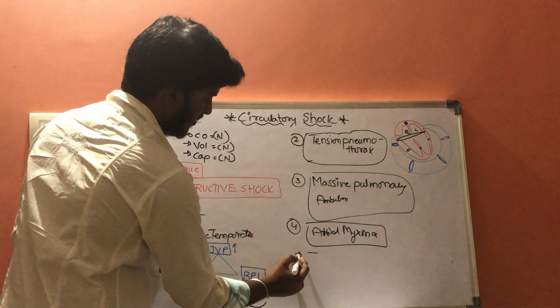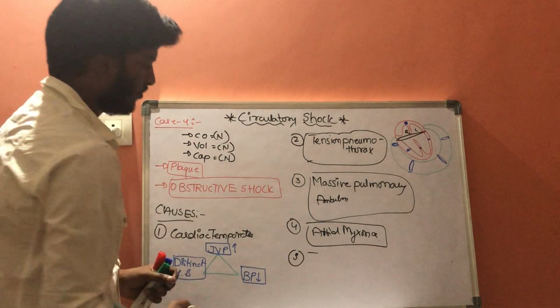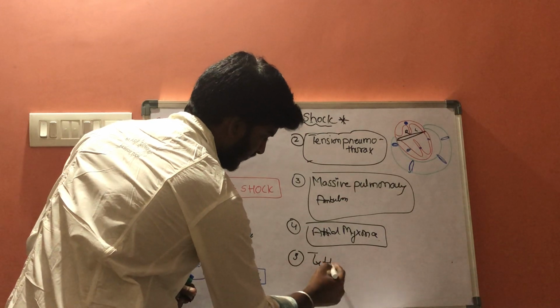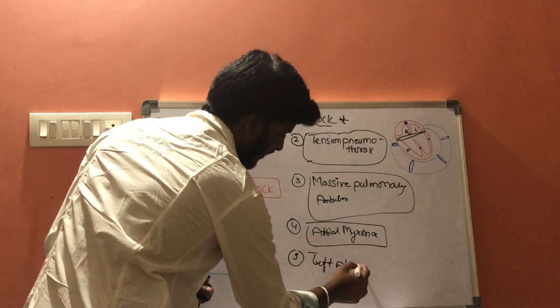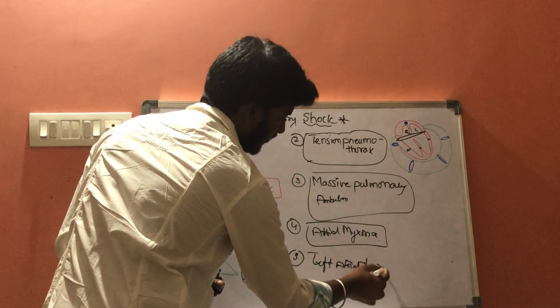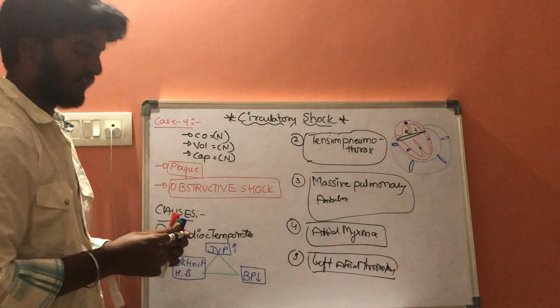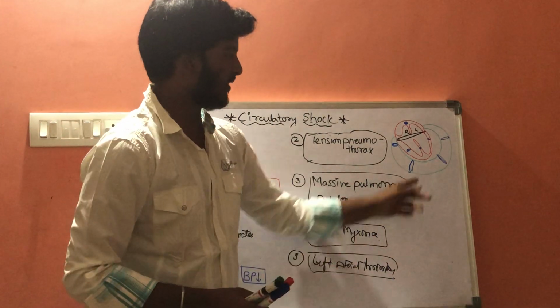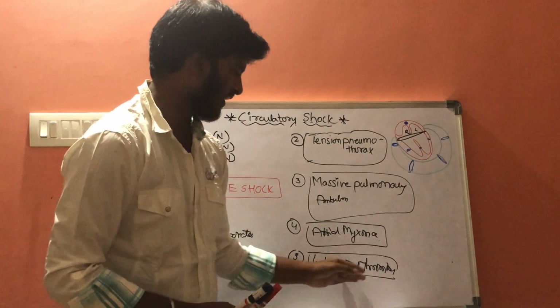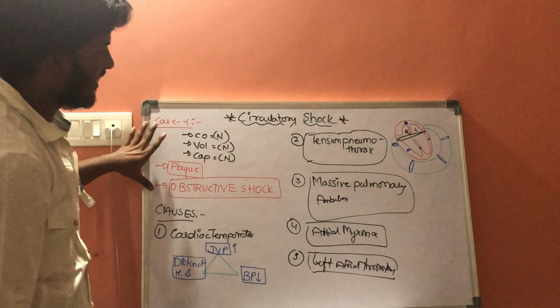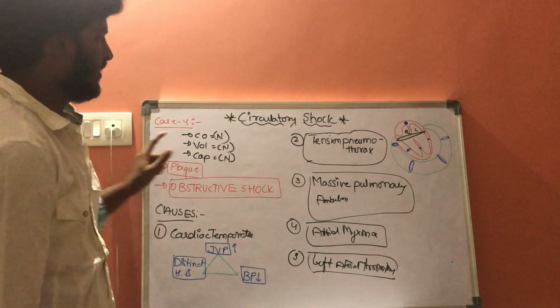Now coming to the last cause, which is left atrial thrombus. If there is accumulation of thrombus material in the left atrium, it is called left atrial thrombus. This is the last cause, that is case number 4.